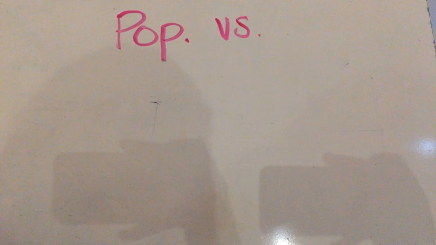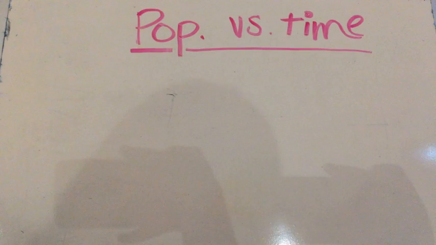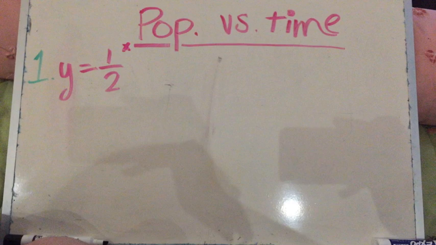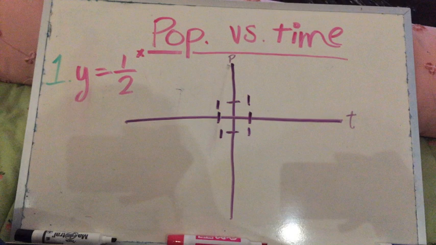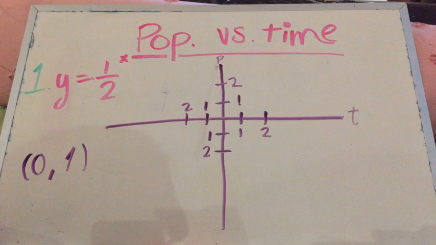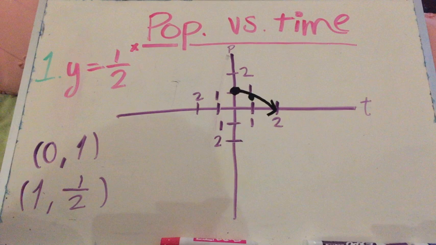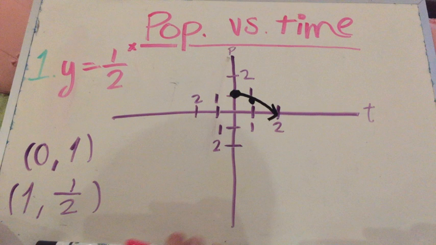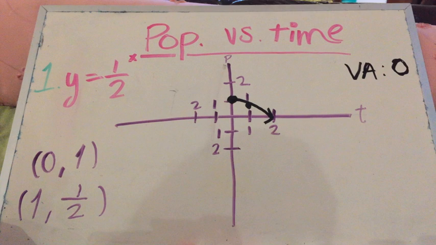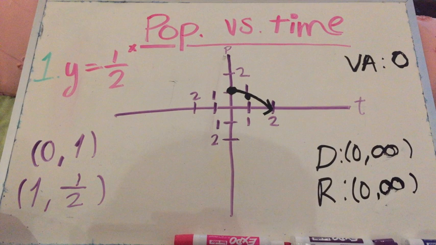The other graph is how the population decreased over time. The x-axis represents the time that passed, and the y-axis is how the population lowered. Our equation is y equals 1/2 to the x power. This way, our graph will go down. Our key points will be (0,1) and (1, base). We substitute our base and graph our coordinates. Our vertical asymptote will be equal to 0, and our domain will be from 0 to infinity, and our range will be 0 to infinity too.